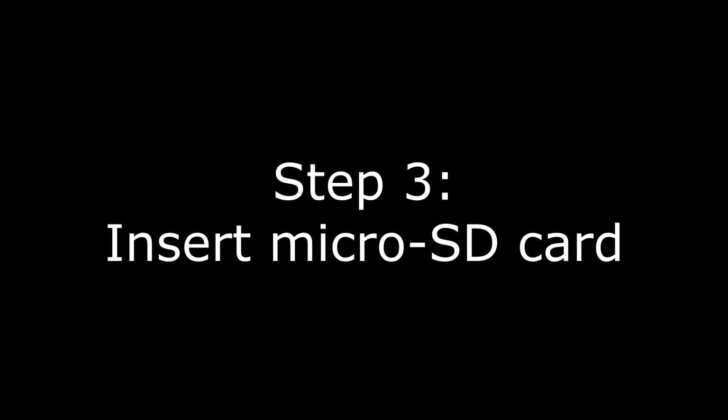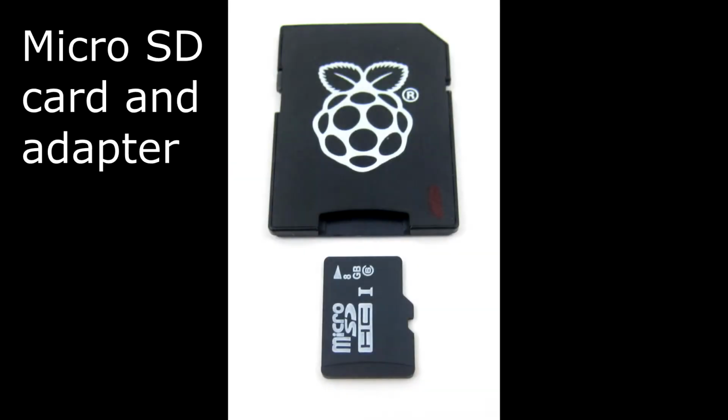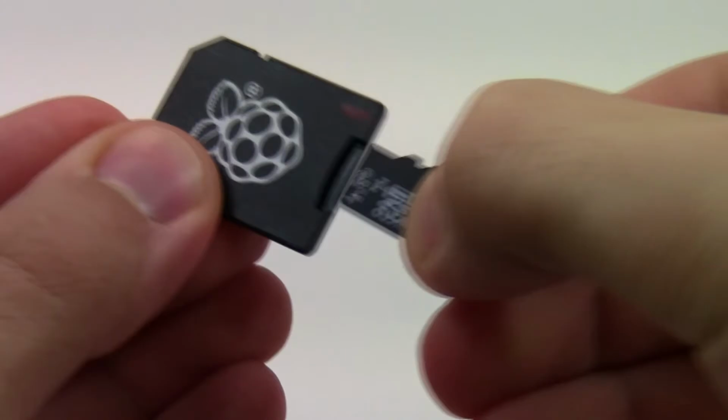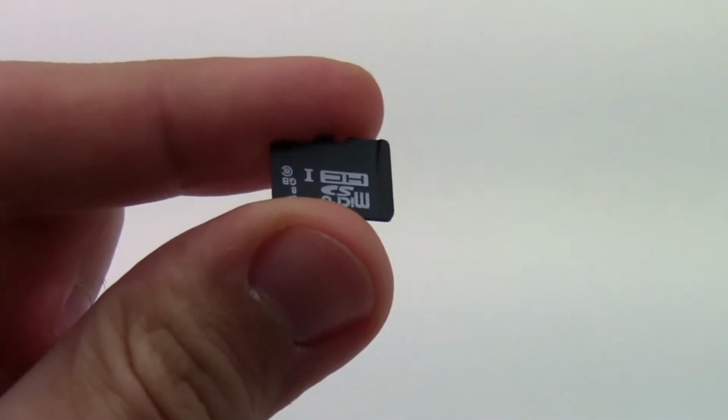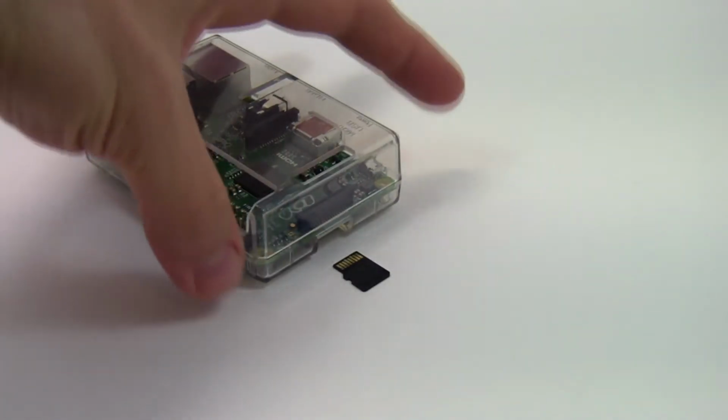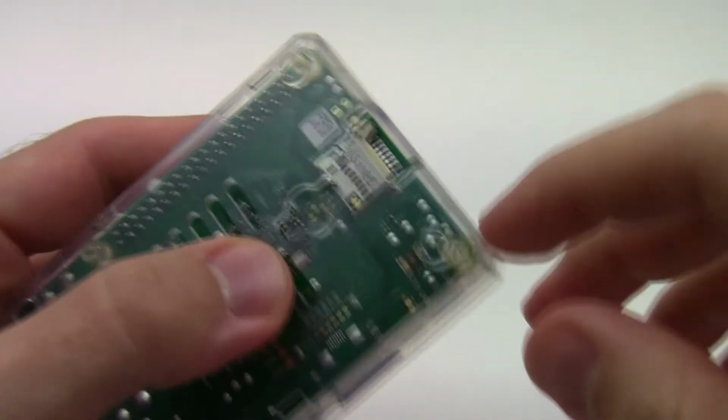Next, you will need your Raspberry Pi's micro SD card, which comes inside a larger regular SD card adapter. You can remove the SD card from the adapter simply by pulling on it gently, and it should come right out. The micro SD card acts as a storage device for the Raspberry Pi since it does not have an internal hard drive.